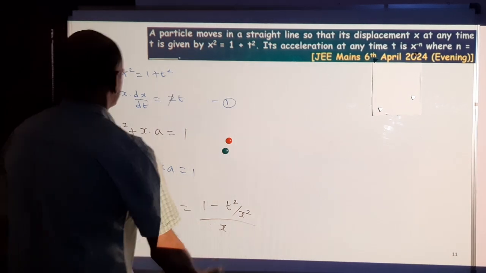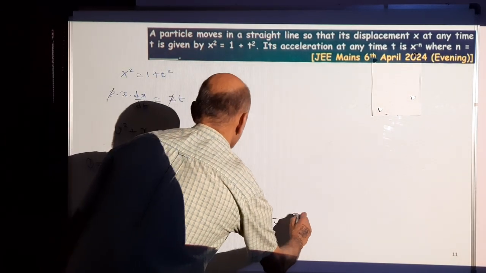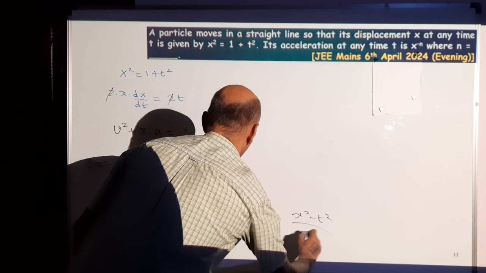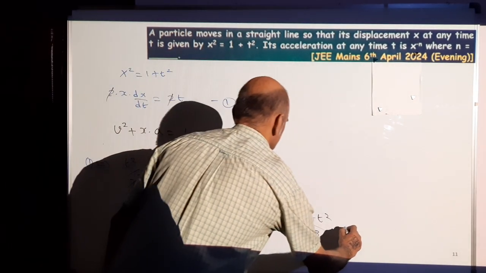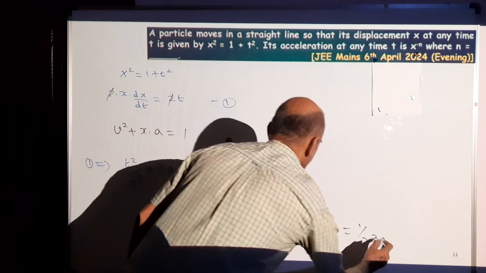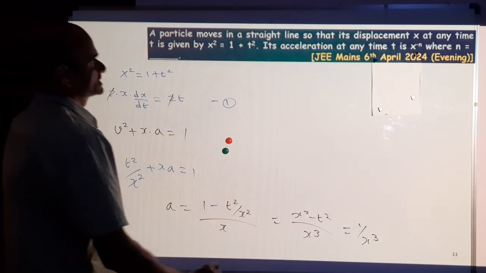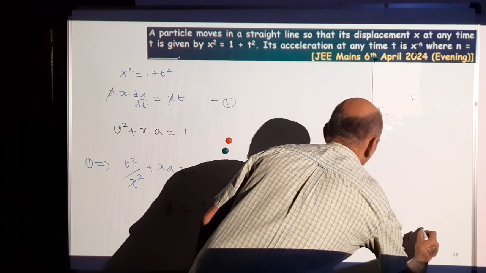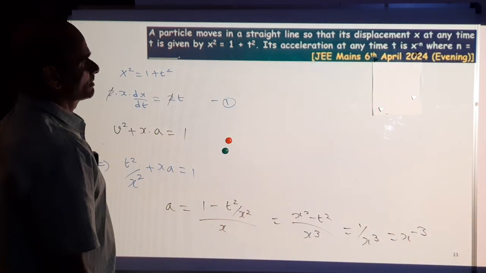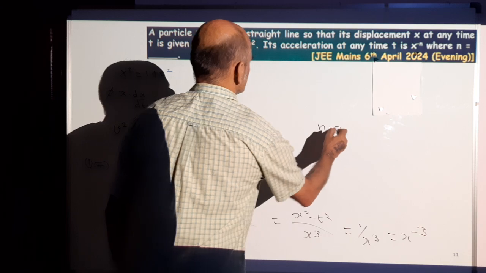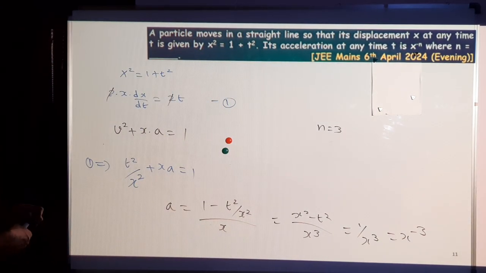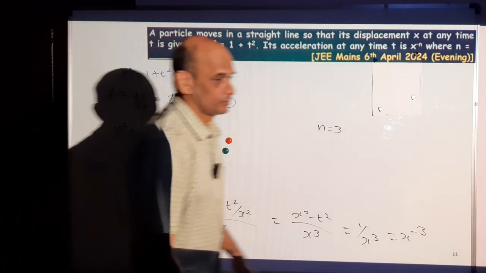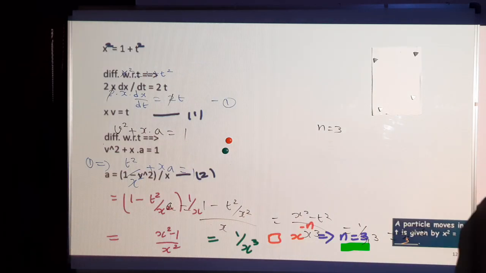Okay, this I can write as x square minus t square by x cube. And from here, x square minus t square is 1. So it's 1 by x cube, which is x raised to the power minus 3. You have to compare with x raised to the minus n. So n equal to 3. n equal to 3 is the correct answer.